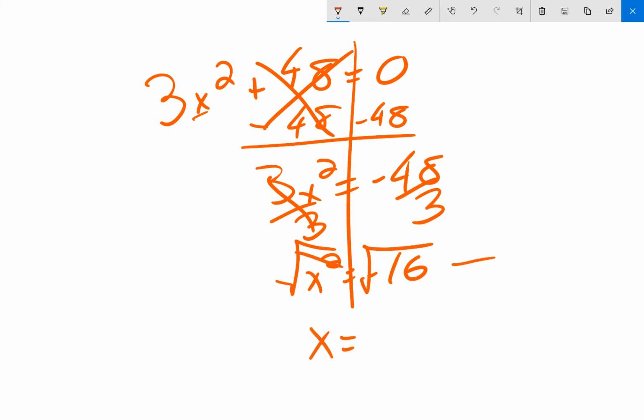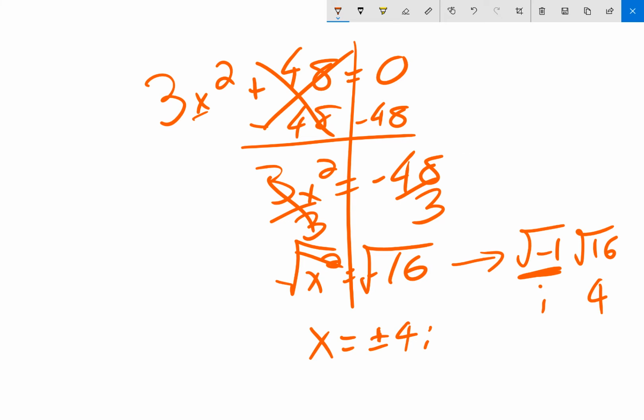Now this is interesting because remember, you got the negative. So you separate the negative from the 16. Remember, we call this i, and the square root of 16 is 4. So this is going to become a positive and negative 4i.